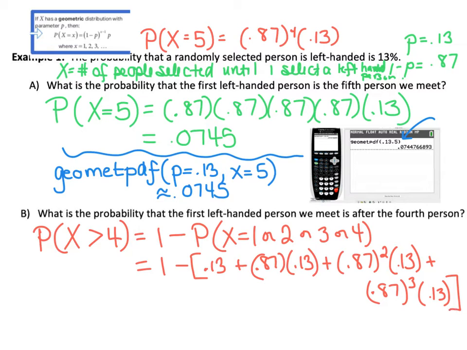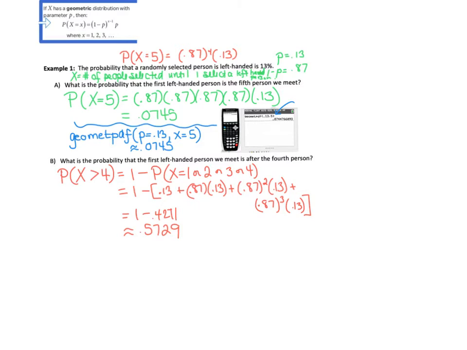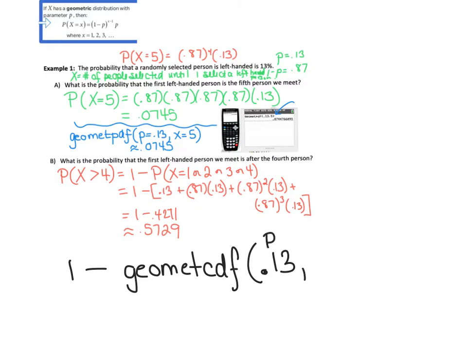1 minus that, throw that in my calculator. That's going to be 1 minus 0.4271 approximately, which is approximately 0.5729. How could you do that in the calculator? Well, this could be 1 minus geometric CDF, okay? Because CDF is going to let's do 0.13 would be P, and x would be 4.